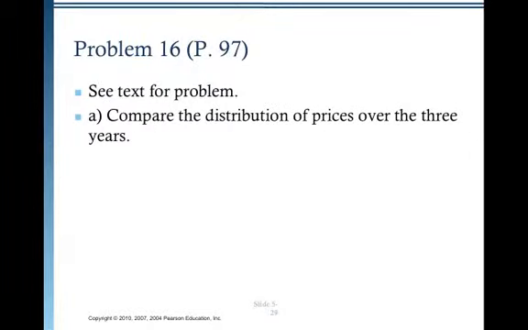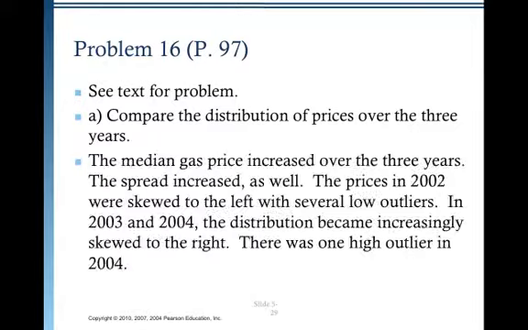All right, let's look on page 97 at problem number 16. It's about gas prices, and this will make you very nostalgic for the early 2000s. Here are box plots of weekly gas prices at a service station in the Midwestern United States. Prices are in dollars per gallon, and they vary from a little over $1 to maybe a little over $2. Part A: compare the gas prices over the 3 years. Part B: in which year were the prices least stable? We're to explain that.